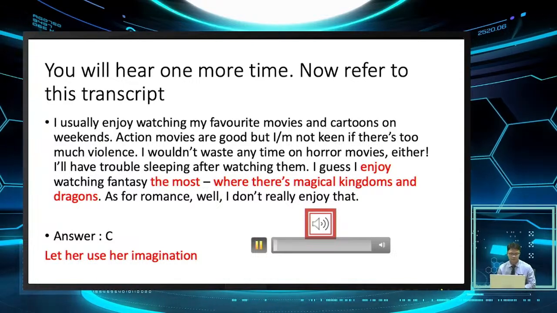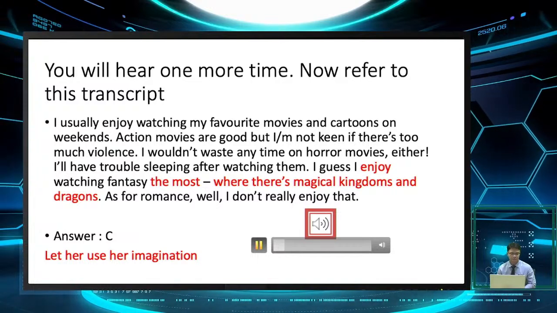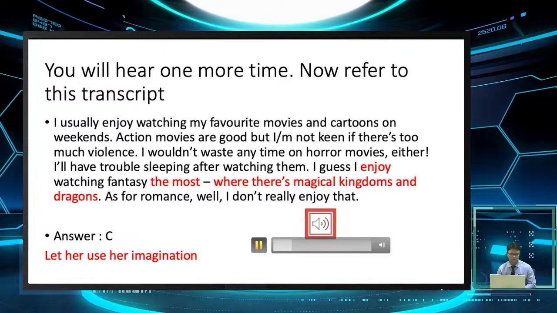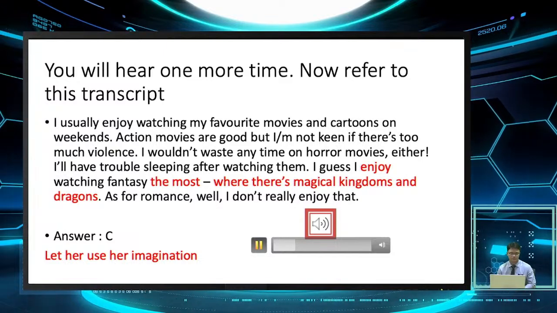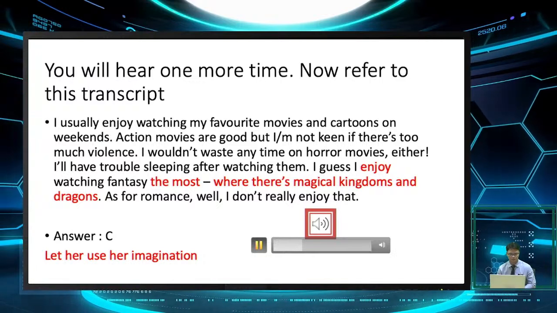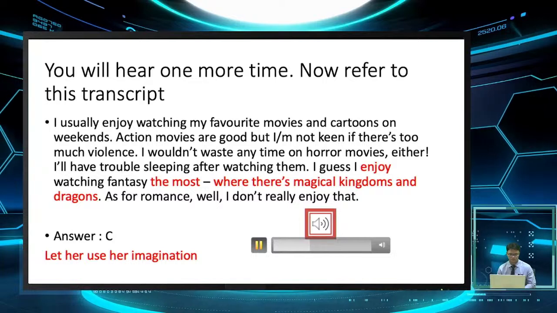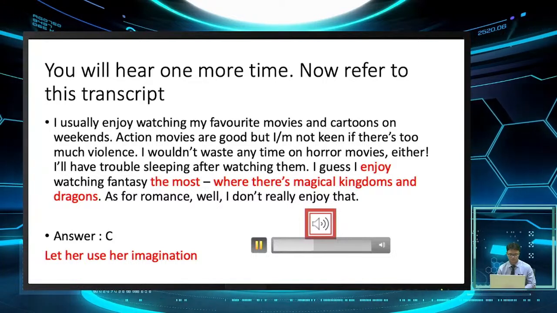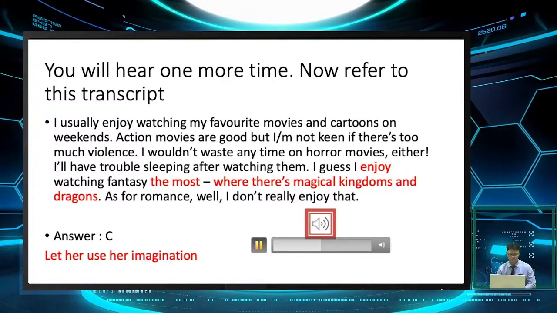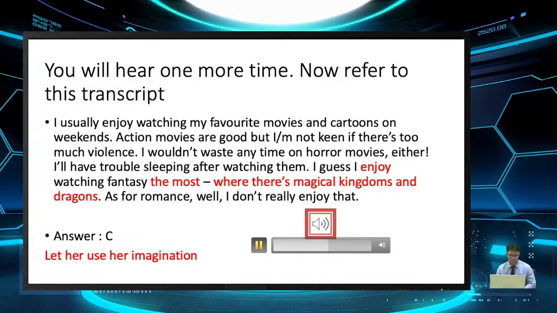Now we are ready to start. Listen carefully. Question 1. You hear a girl talking about watching movies. I usually enjoy watching my favorite movies and cartoons on weekends. Action movies are good, but I'm not that keen if there's too much violence. I wouldn't waste any time on horror movies either. I'll have trouble sleeping after watching them. I guess I enjoy watching fantasy the most, where there's magical kingdoms and dragons. As for romance, well, I don't really enjoy that.